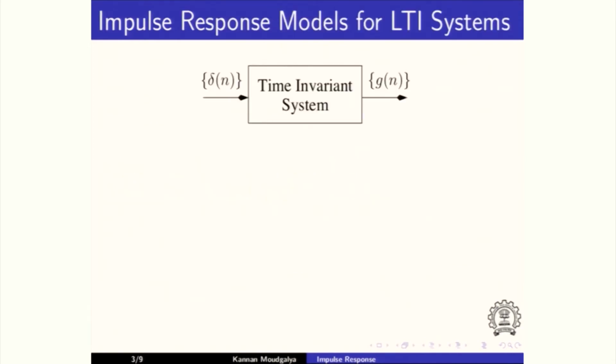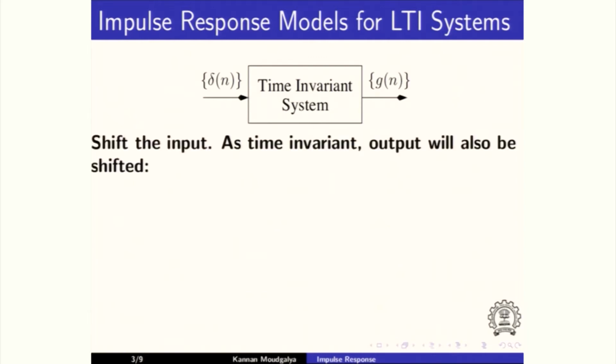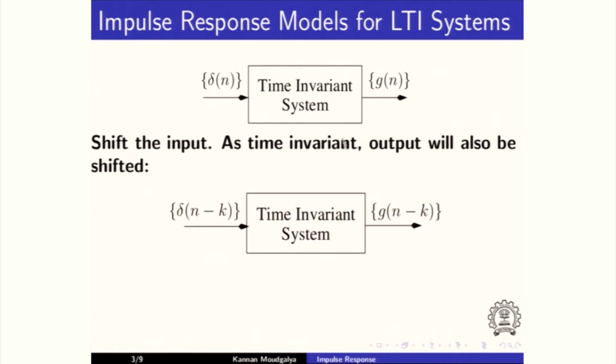Let us consider the linear time invariant system. The input is delta, the output is G. Remember, this is how the impulse response is defined. Now shift the input, as it is time invariant, output will also be shifted. So you get this G of n minus k.